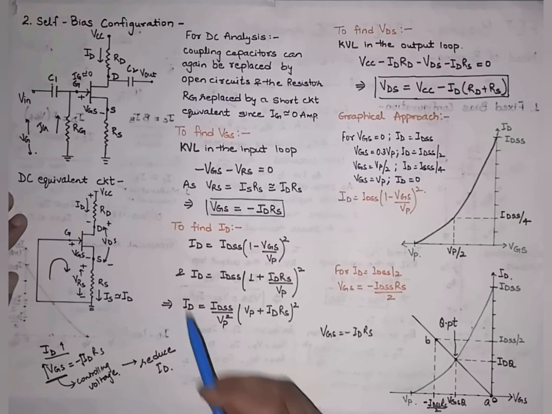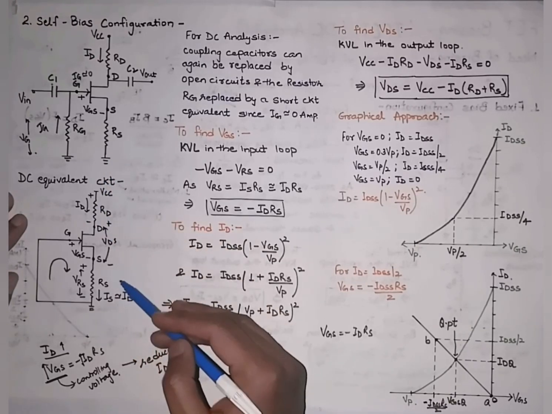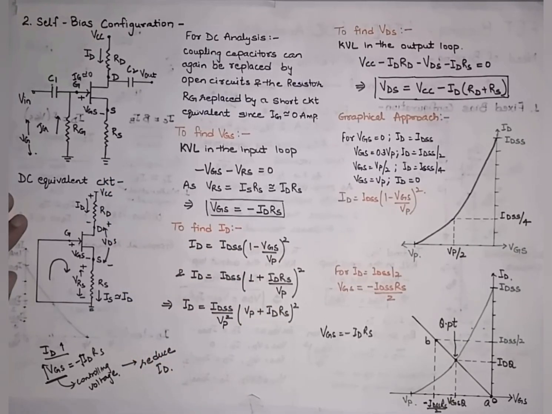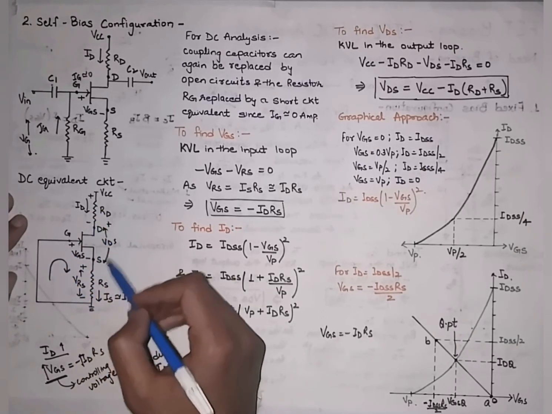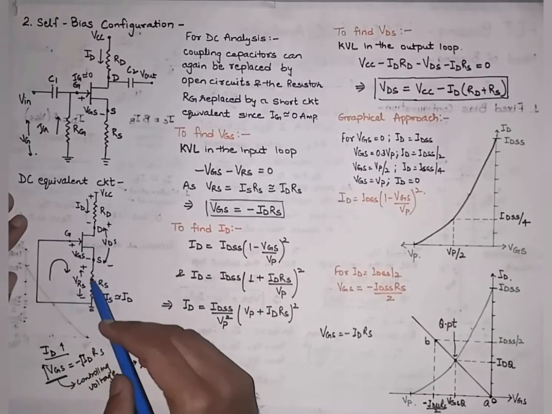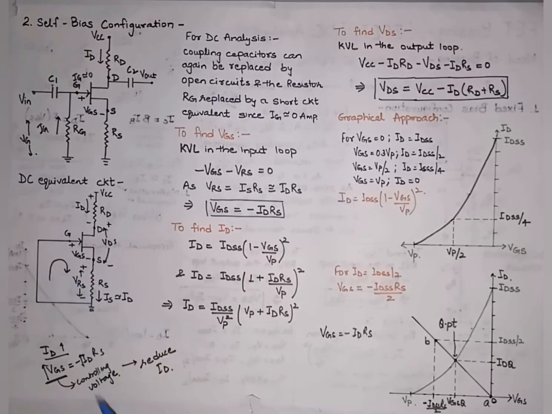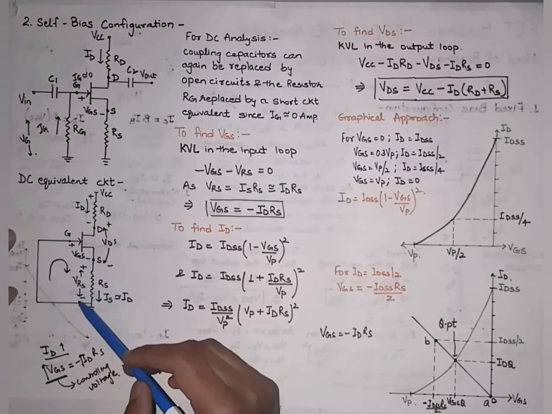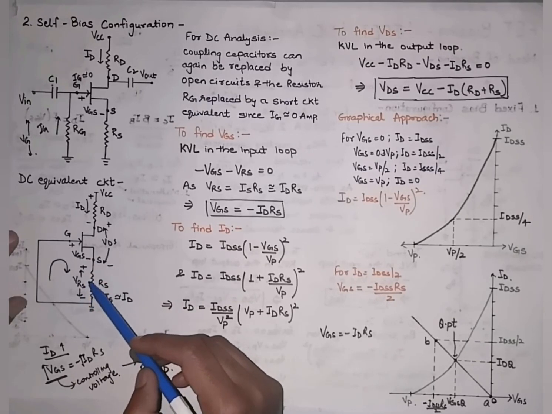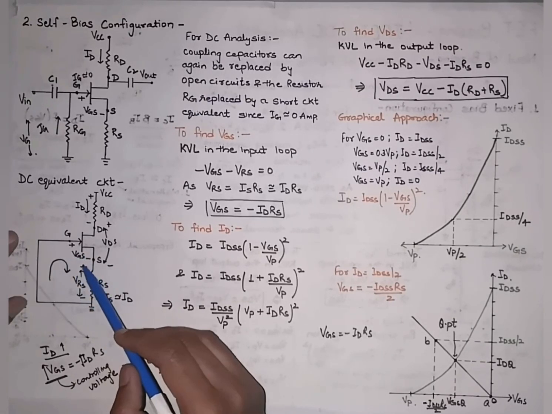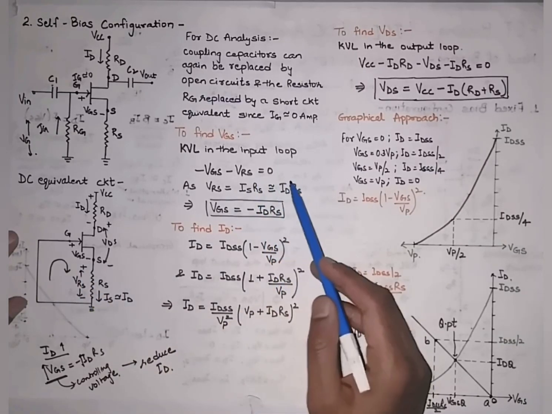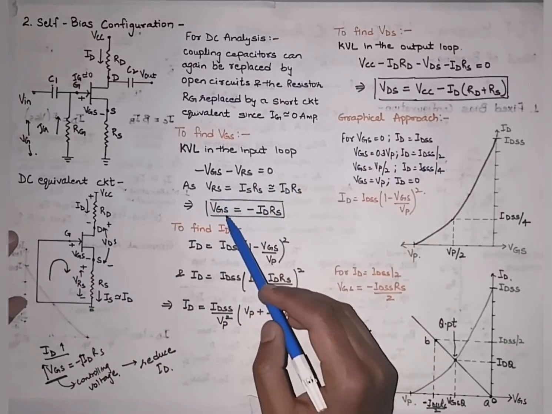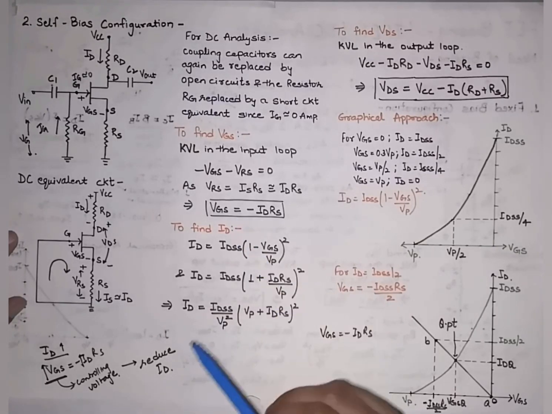Now the equivalent circuit, or the DC equivalent circuit, will be somewhat like this, and in this also we will find three values, that is VGS, ID and VDS. To find the value of VGS, let's apply KVL in the input loop. In the input loop, we can see there are only two voltages, VGS and VRS. From the KVL we can say that minus VGS minus VRS equals 0, and from that we can say VGS is equal to minus VRS.